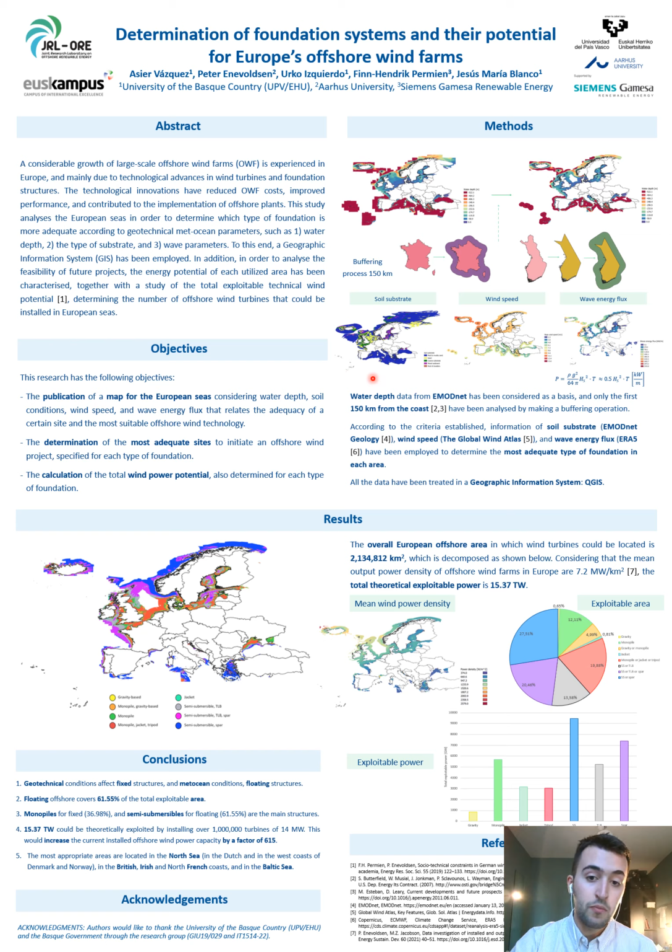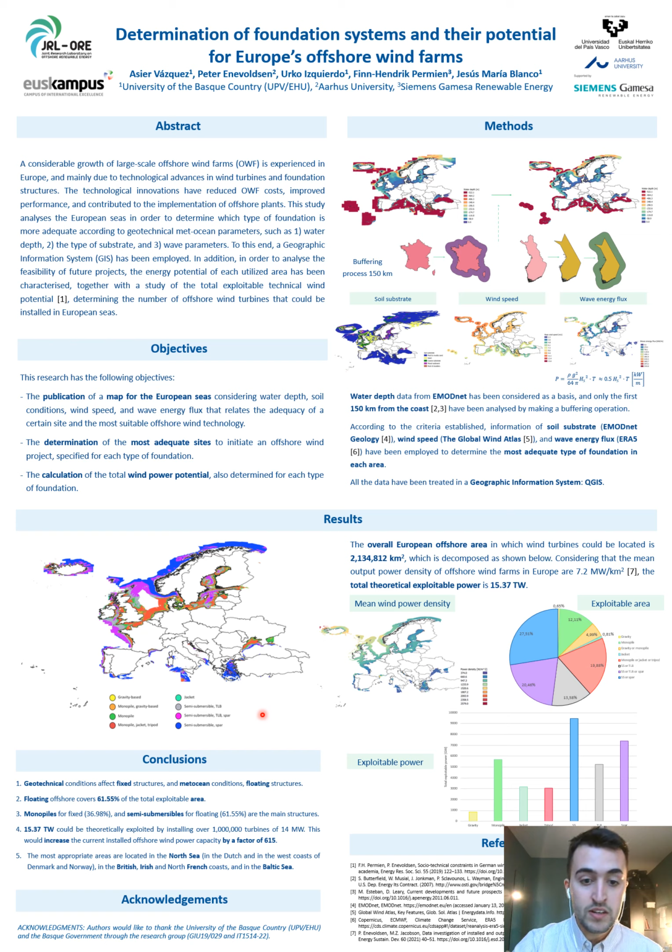A similar process has been carried out for all the other parameters. Seabed substrate information has been downloaded from EMODnet Geology, and wind and wave conditions have been obtained from the Global Wind Atlas and ERA5 respectively. In that sense, taking into account those parameters described in this project, a final map has been obtained where the most adequate type of structure is shown according to the different locations in the European seas.